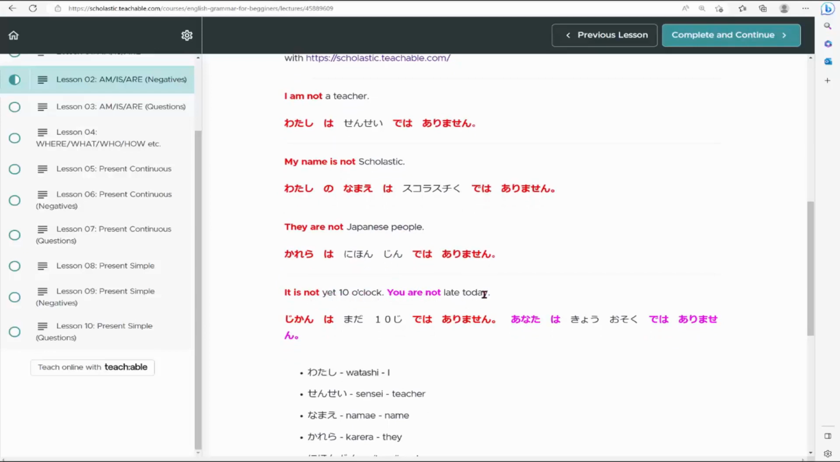It is not yet 10 o'clock. Jikan wa mada 10 ji de wa arimasen. It is not yet 10 o'clock. De wa arimasen. Jikan wa de wa arimasen. Not yet 10 o'clock. Mada, yet, mada.